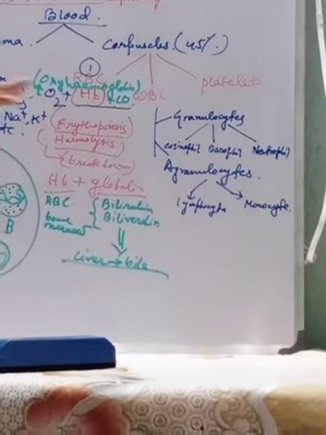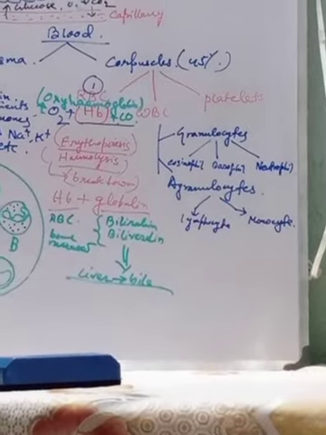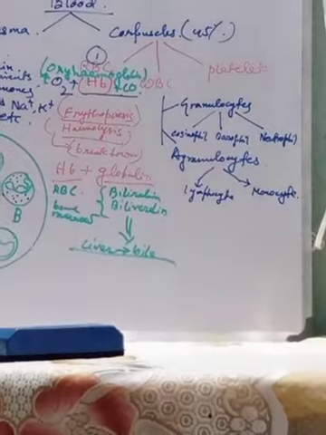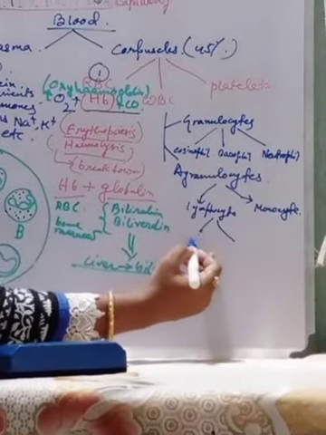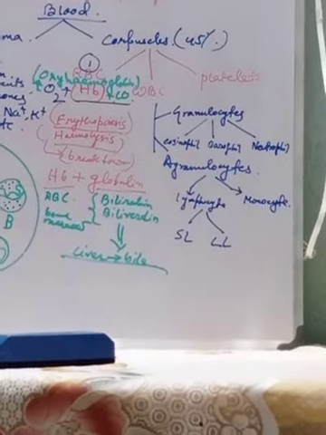Clear? So more or less I have said about the granules: the eosinophil, the basophil and the neutrophil, the granulocytes, lymphocytes and monocyte. Lymphocyte is again divided into small lymphocyte as well as large lymphocyte. Clear? This is all about the corpuscles.